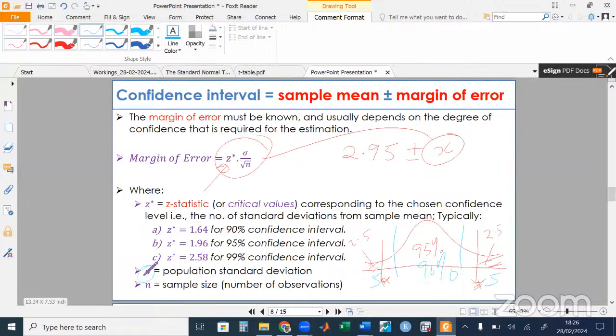Then the next thing is the standard deviation, which is the sigma up there. Sigma represents the standard deviation because we're saying that samples do vary. By how much is each value different from the mean? That would be the standard deviation. And then, of course, the sample size. The smaller the sample, the wider the interval. So all these things will affect the errors that you will include.